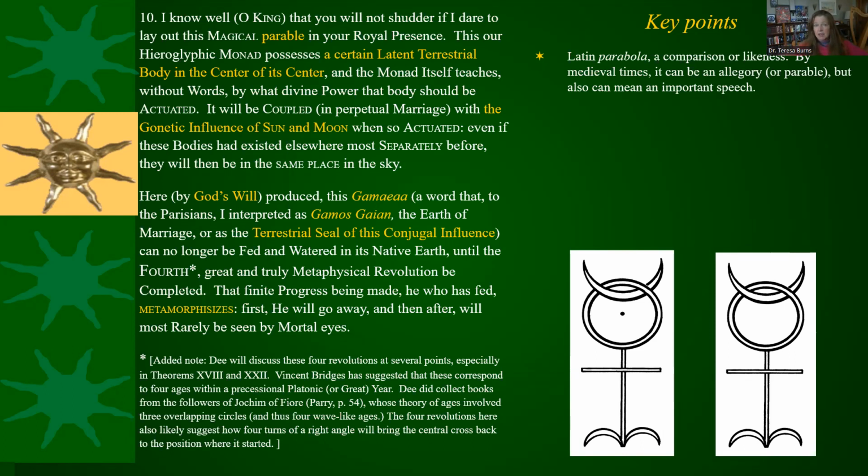Actuated, enlivened, brought to life. He's basically saying this is a golem, if you know what a golem is. It will be coupled in perpetual marriage with the gonetic influence of the sun and moon when so actuated. The sun and moon here is the sun and moon of the emerald tablet of Hermes Trismegistus. They're joined in marriage. The gonetic influence, that's my made-up English word from his made-up Latin word, gonetica, which is a play on gonads or sperm.